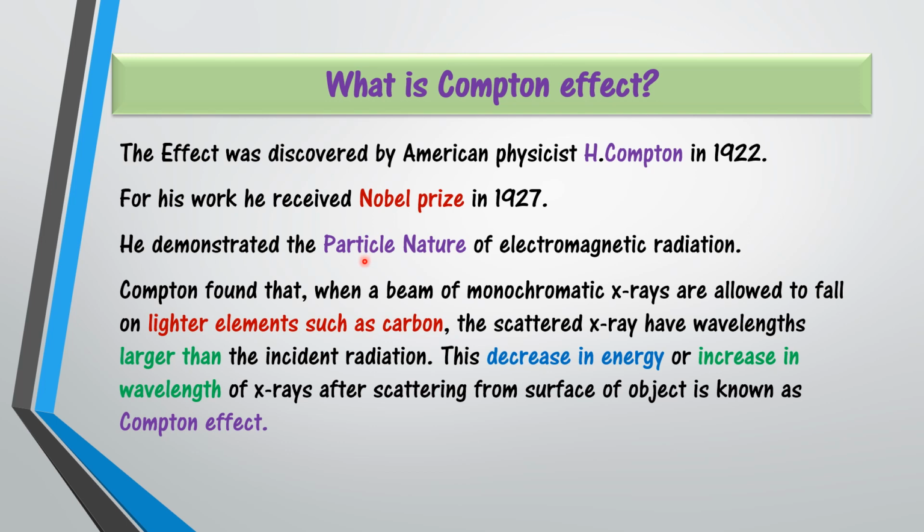For objective question may be asked, Compton effect verifies the dash dash nature of electromagnetic radiation. So the answer is particle nature. So now Compton found that when a beam of monochromatic X-ray are allowed to fall on lighter elements such as carbon, the scattered X-ray have wavelength larger than the incident radiation.